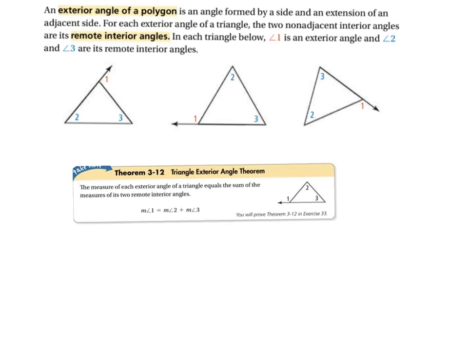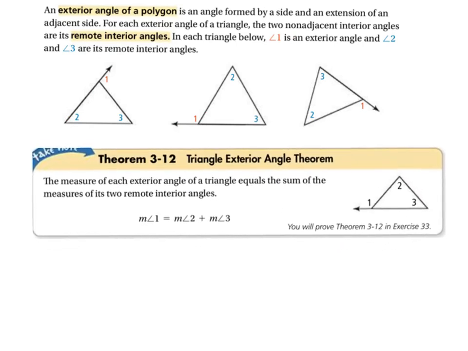So we have this theorem, 3.12, called the triangle exterior angle theorem. The triangle exterior angle theorem says that an exterior angle is equal to the sum of the two non-adjacent, or the two remote interior angles. So the measure of angle 1 is equal to the measure of angle 2 plus the measure of angle 3.